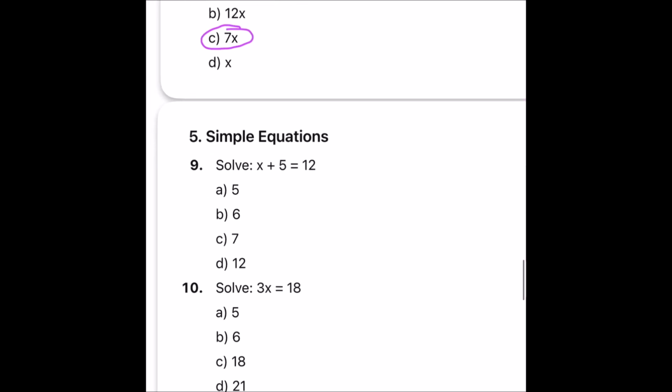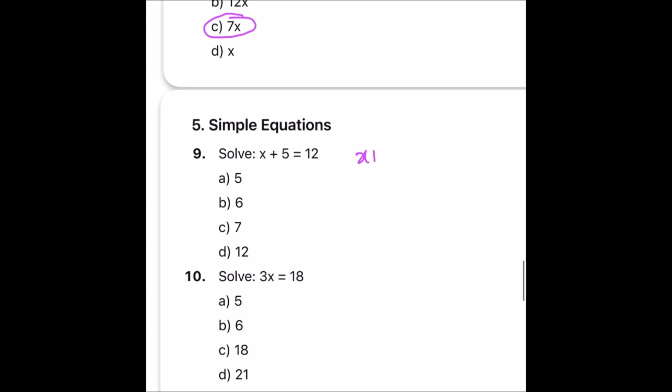Next chapter, simple equations. Question number 9. Solve x plus 5 equals 12. To find the value of x, either we can subtract 5 from both sides or we can transpose 5 to the other side. So we'll leave the variable here and transpose 5 to the other side. So x equals 12 minus 5, which is 7. So the value of x is 7. So C will be the correct answer.